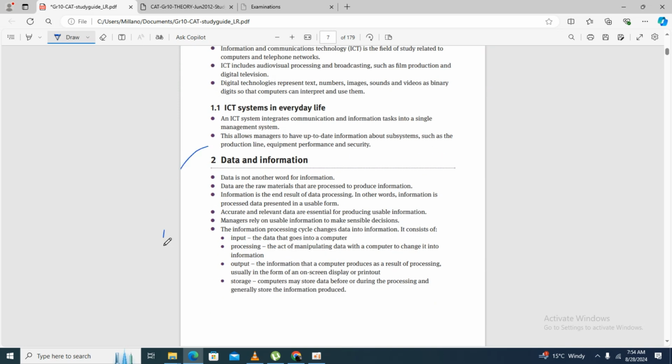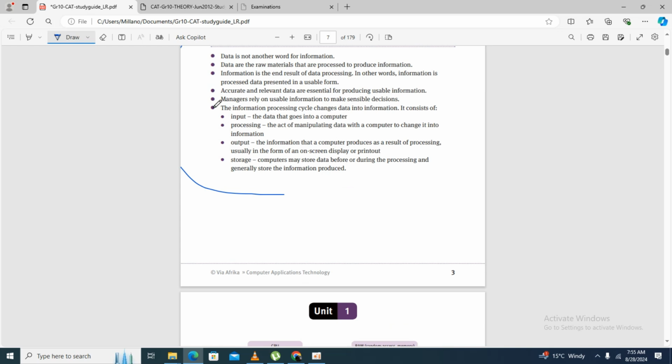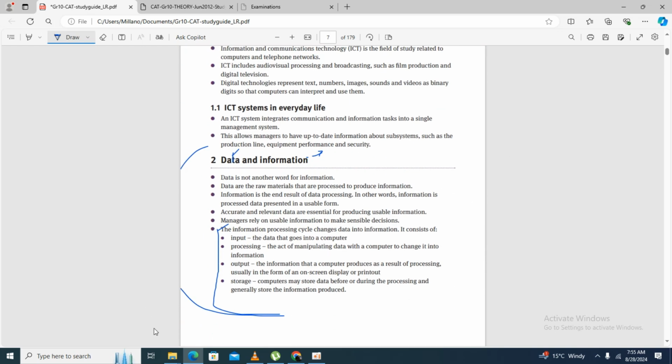Also know the difference between data and information. Data is just raw and unprocessed facts such as numbers or text, and information is just the opposite. It's processed data which is meaningful and can be used. And please do know the information processing cycle. Do know this. This is very important as well, because they can ask this at any point in time.